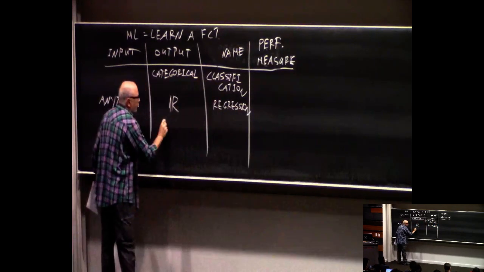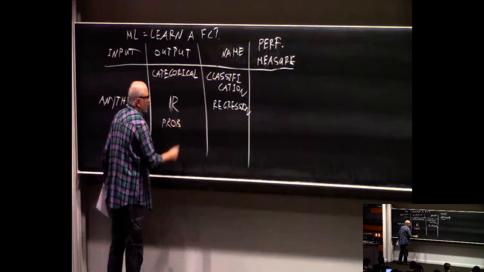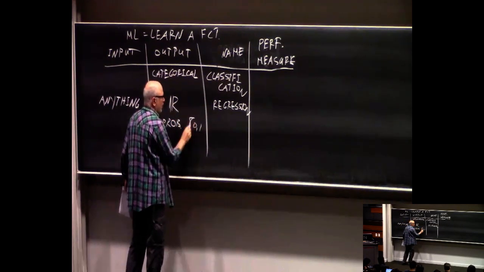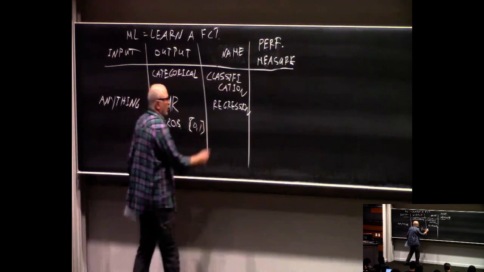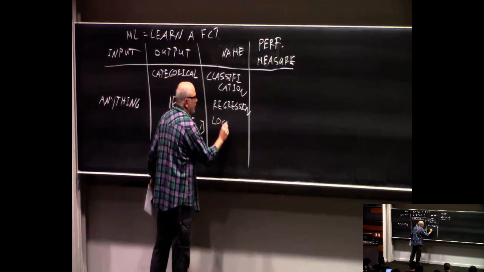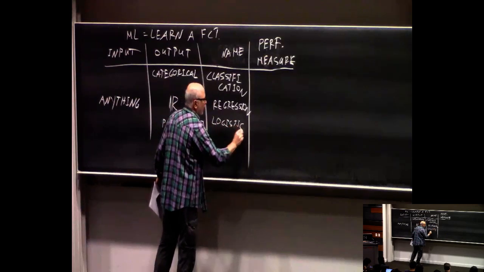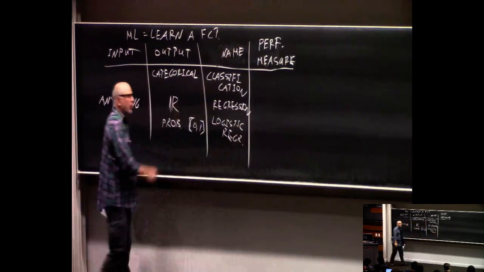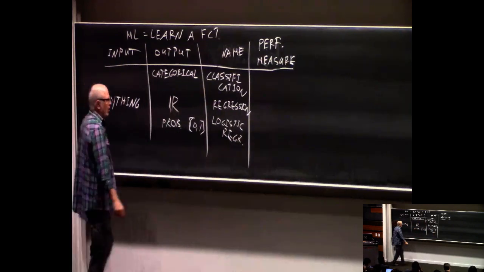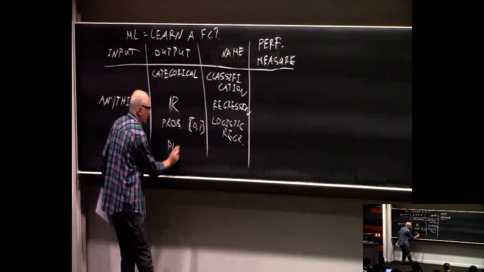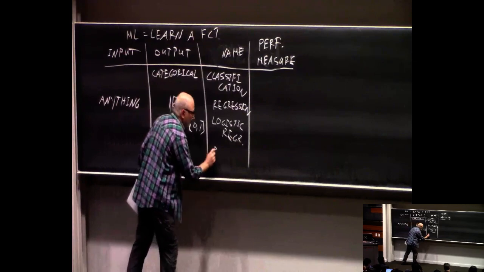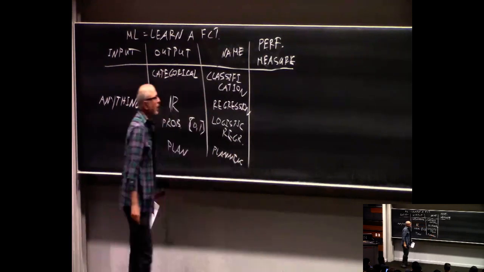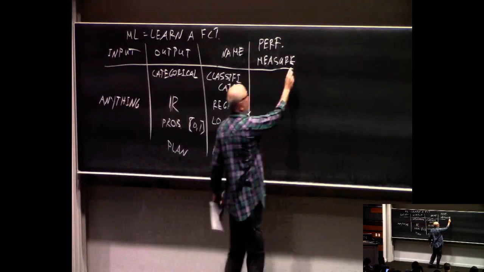When the output is probability, namely a number between 0 and 1, we typically call it logistic regression, although it's not necessarily the best name. And we talked about other things like planning. I want to talk a little bit about a performance measure.